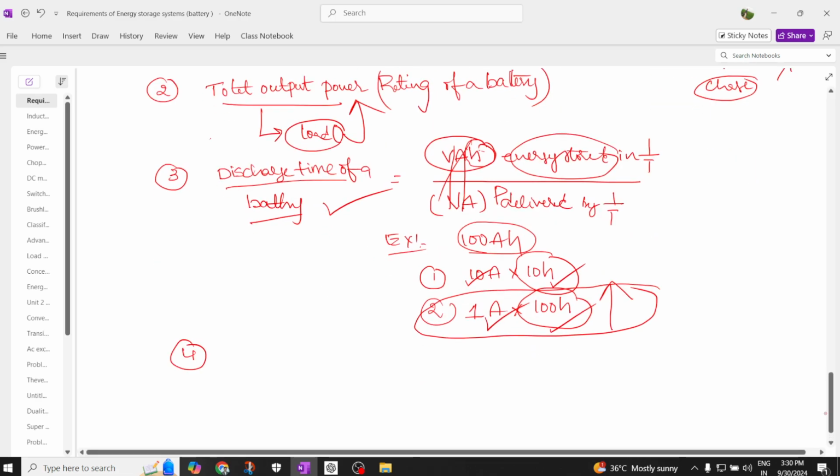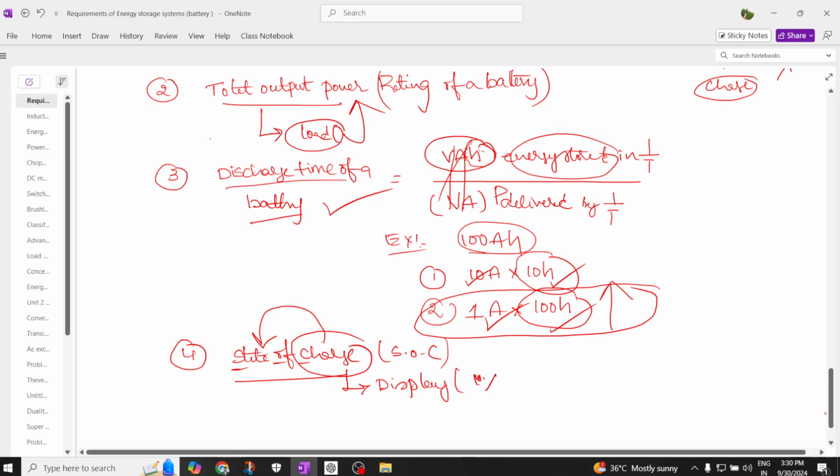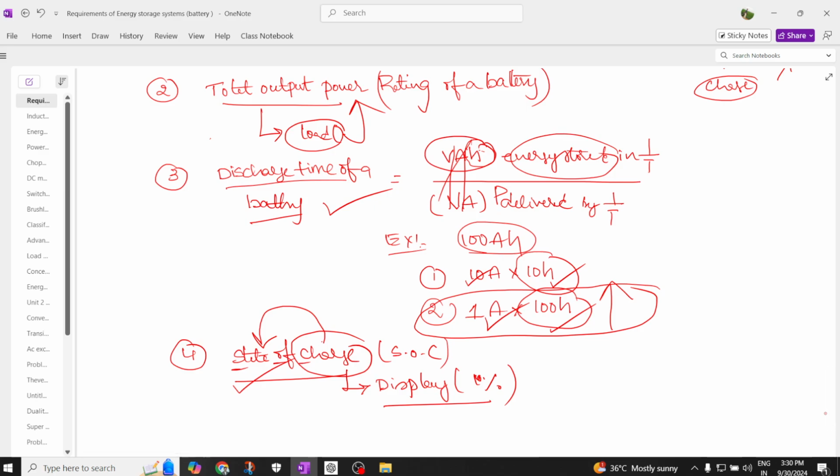Next specification of a battery is state of charge, in short called SOC. What does state of charge mean? It is how much charge is available in a battery. This is indicated on the user display in percentages. The state of charge of a battery is indicated in percentage.